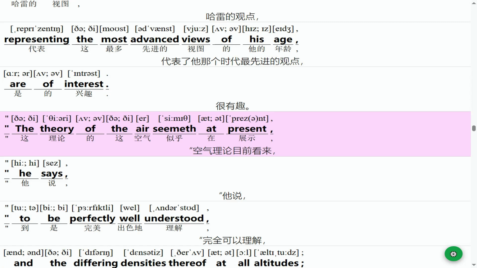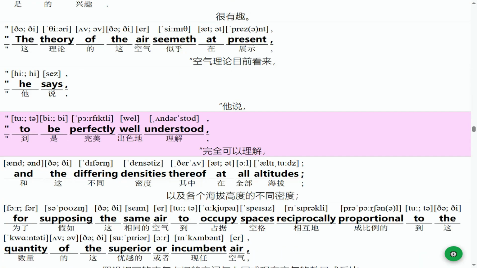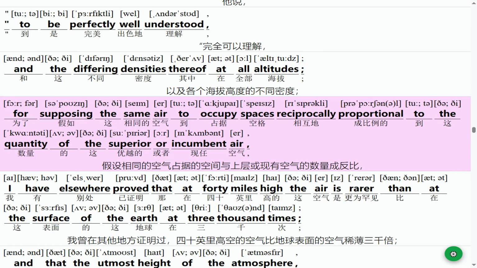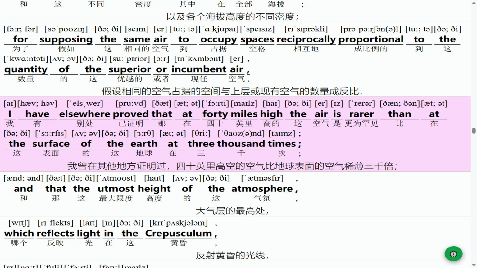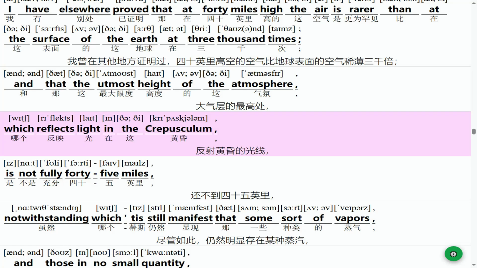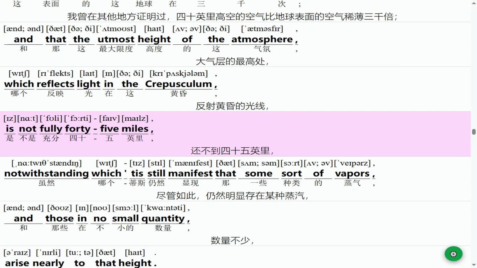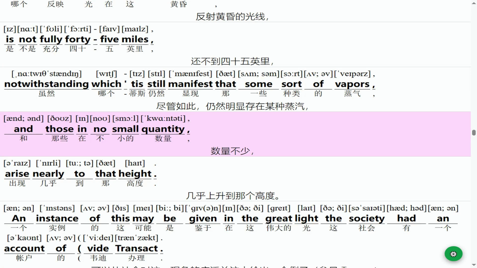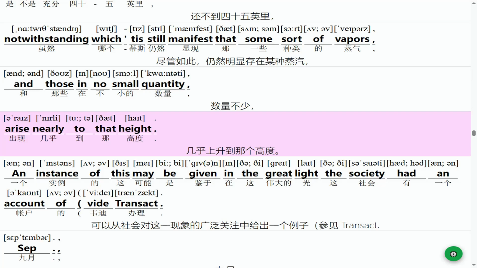The theory of the air seemeth, at present, he says, to be perfectly well understood, and the differing densities thereof at all altitudes. For supposing the same air to occupy spaces reciprocally proportional to the quantity of the superior or incumbent air, I have elsewhere proved that at 40 miles high the air is rarer than at the surface of the earth at 3,000 times, and that the utmost height of the atmosphere, which reflects light in the crepusculum, is not fully 45 miles, notwithstanding which 'tis still manifest that some sort of vapors, and those in no small quantity, arise nearly to that height.